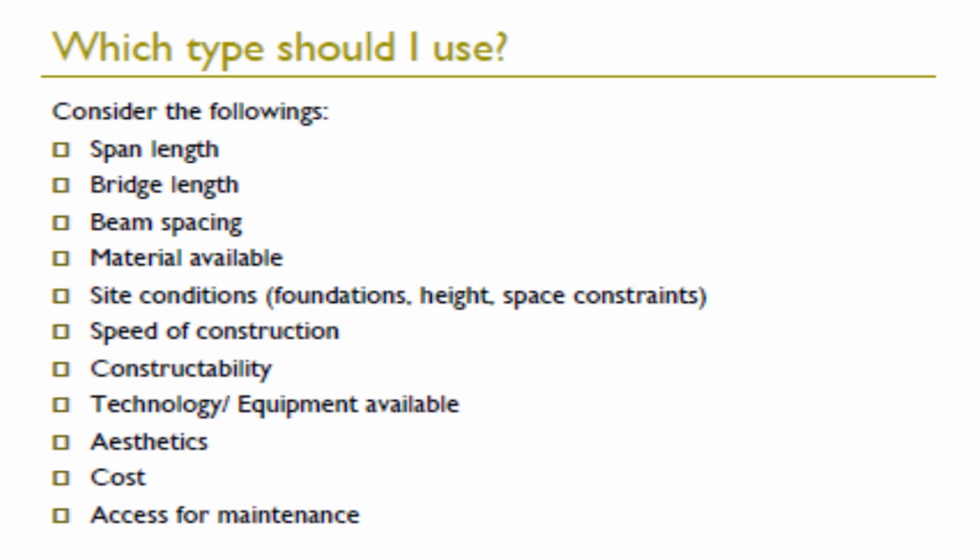Now, among all those types we just mentioned, which type should I use? In order to choose, we have to consider the following. First, we have the span length, bridge length, beam spacing, material available, the site conditions, speed of construction, constructability, technology or equipment available, aesthetics, cost, and access for maintenance.